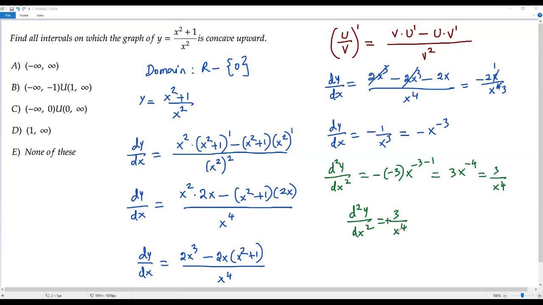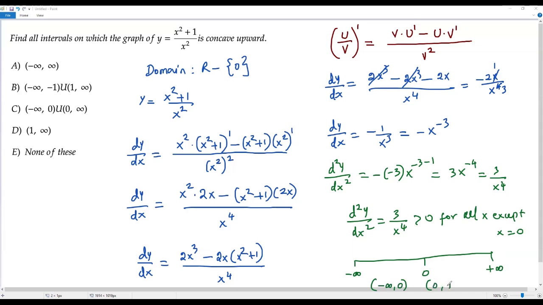So for any real value of x except 0, this 3 over x to the fourth power is always positive. That is, it is greater than 0 for all x except x equals 0. So for all real values of x, this is greater than 0. Since 0 is excluded from the domain, first let's mark this 0 on the real number line. Let's take the extreme values: on the left side negative infinity, on the right side positive infinity. So we get two intervals. That is, the real number line has been split up into two intervals, negative infinity comma 0 and 0 comma positive infinity.